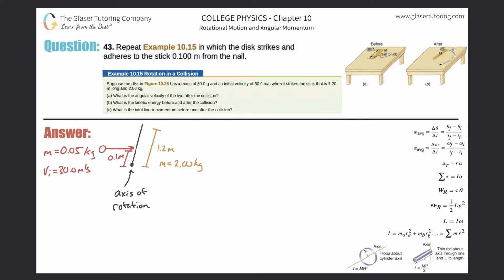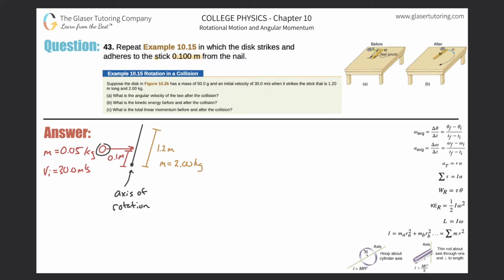Number 43. Repeat example 10.15 in which the disc strikes and adheres to the stick 0.1 meters from the nail. All right, so here's a picture over here, and here is the example. Here's a very quick picture at the bottom. So we have a certain disc. It's traveling and going to hit this stick in black that has a pivot point right here.